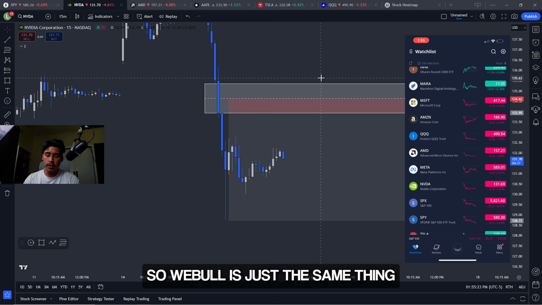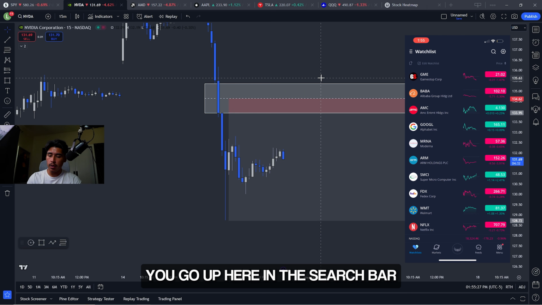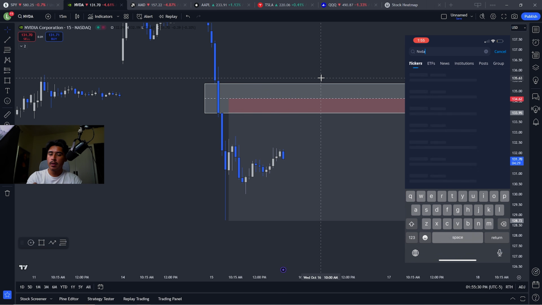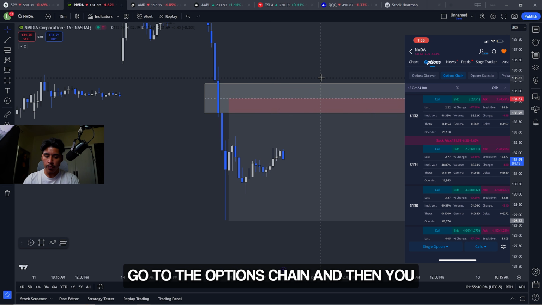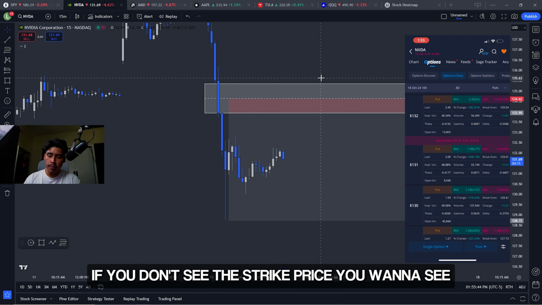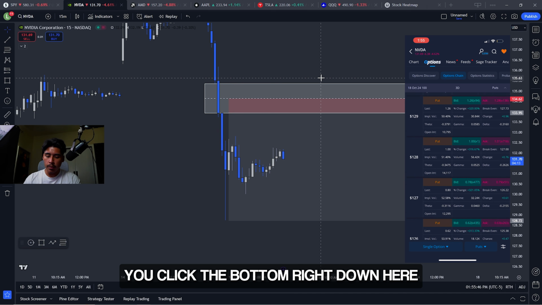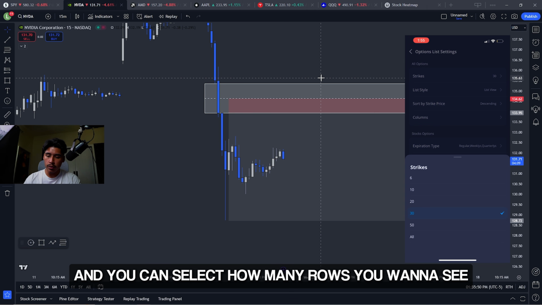So Webull is just the same thing. You're gonna look up your stock. If it's not on your watch list, you go up here in the search bar, you click NVIDIA, bang. You go click NVIDIA, go to the options chain, and then you can select calls or puts down here at the bottom. If you don't see the strike price you wanna see, you click the bottom right down here, you click strikes, and you can select how many rows you want to see.